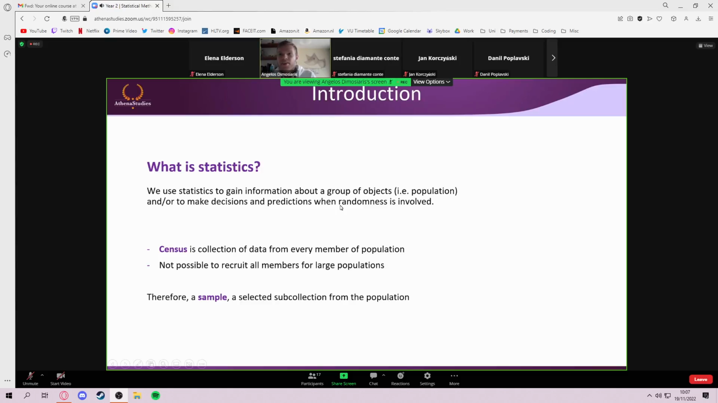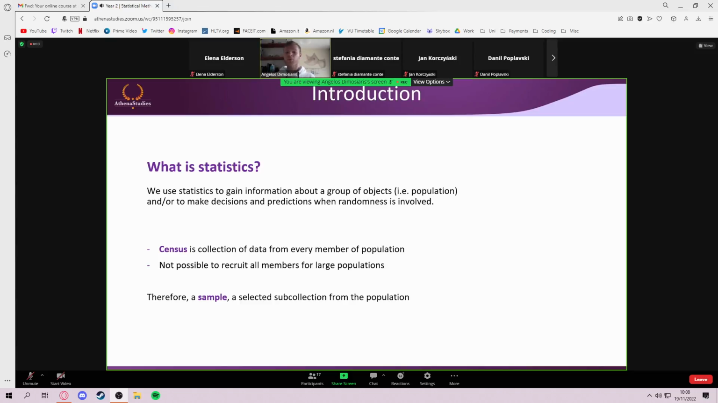Now, can we collect all the people of the population, all the members of the population? Sometimes we can do, and this is called census here. So census is the collection of data from every member of the population. Now, this is very, very hard, especially if the population has too many members, right? So for example, if your population is the Dutch people, or the Dutch population, let's say, this is 17 million people. It's really hard to collect data from all of them.